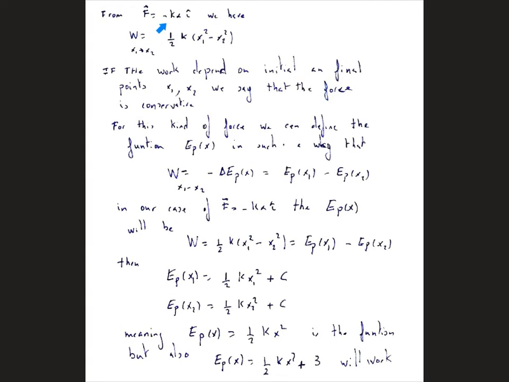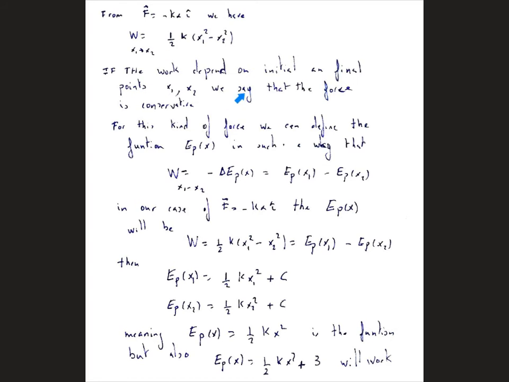Well, if F is equal to minus kx, the work in going from x1 to x2 will be 1/2 of k times x1 squared minus x2 squared, because it's a change of sign for this force. We have obtained the work for the positive force. Now if we obtain the work for the force that is negative, we obtain the negative of the result we have obtained. So this is the work done from x1 to x2 by this force, minus kx i.